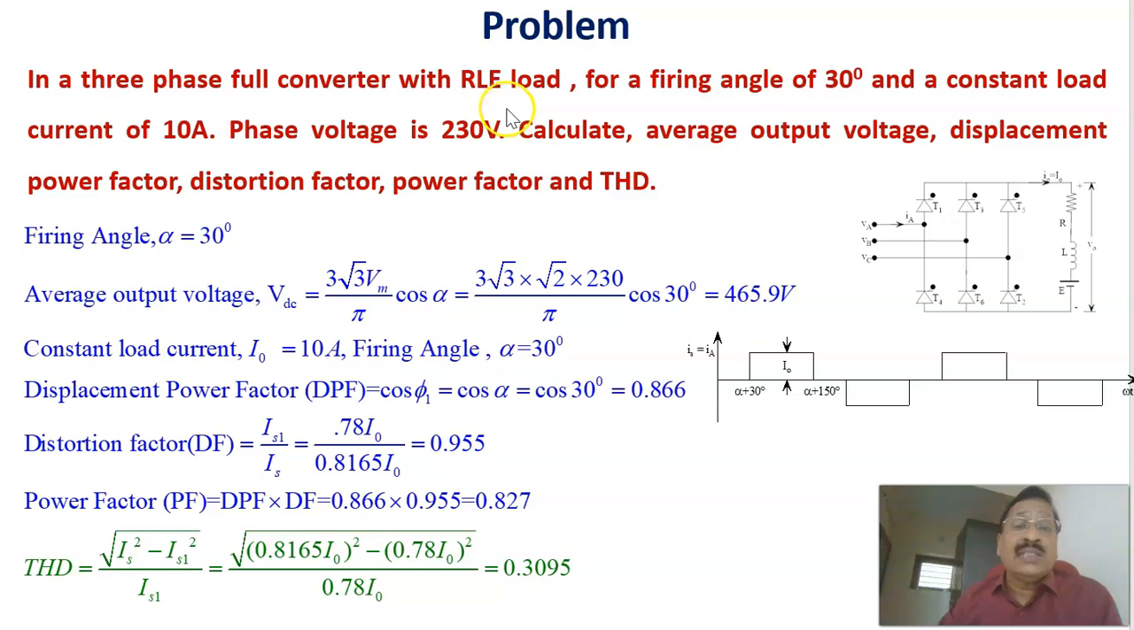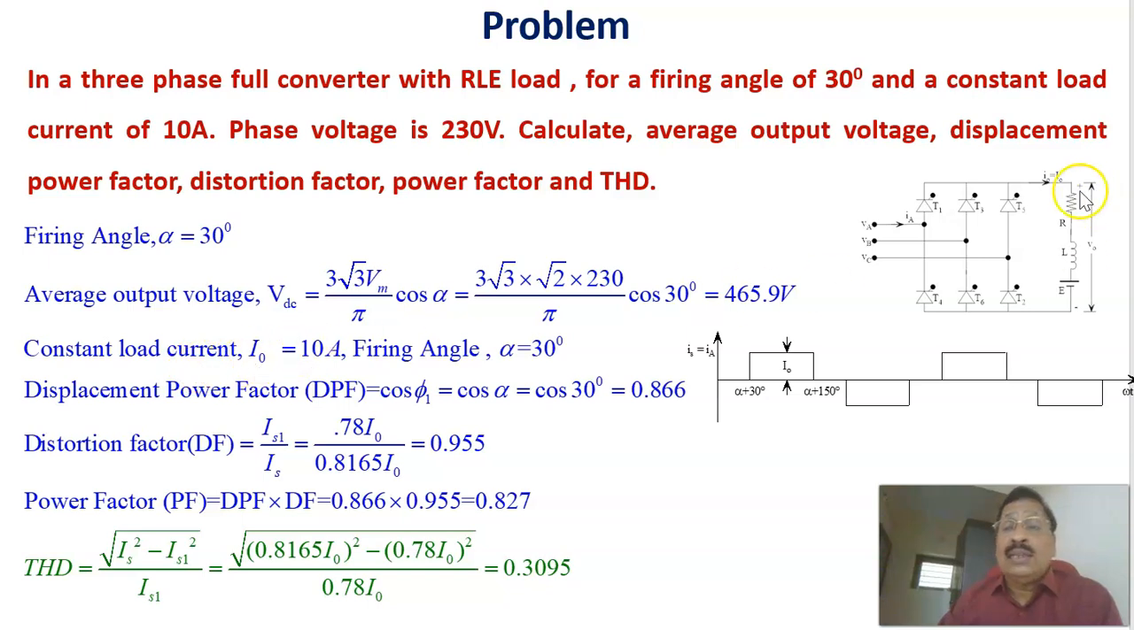3 root 3 times the maximum phase voltage. The RMS value is given as 230 volts. Therefore, the maximum value is root 2 times 230. Therefore, 3 into root 3 into root 2 into 230 divided by pi, into cos of the firing angle 30 degrees, and we get 465.9 volts. Therefore, the average voltage available across the RLE load is 465.9 volts. That is the first one.